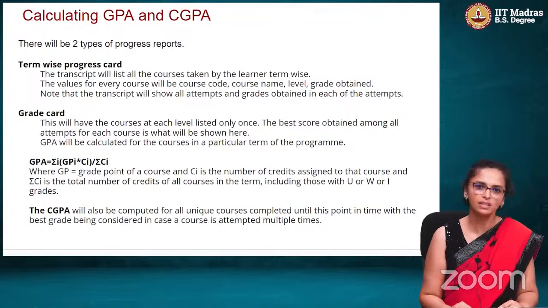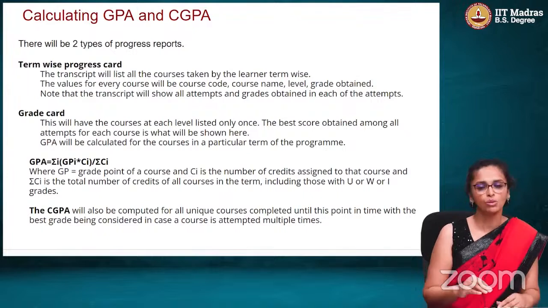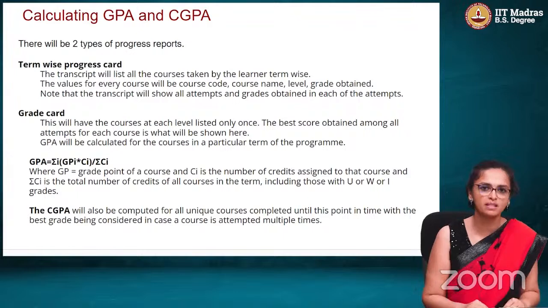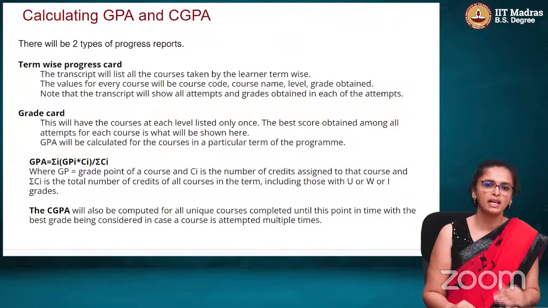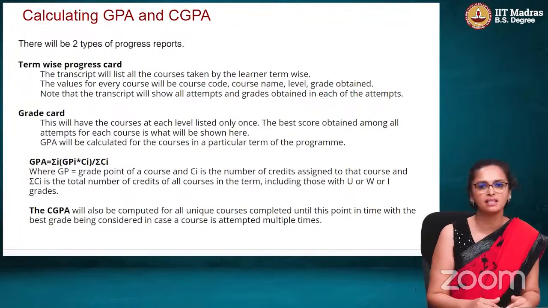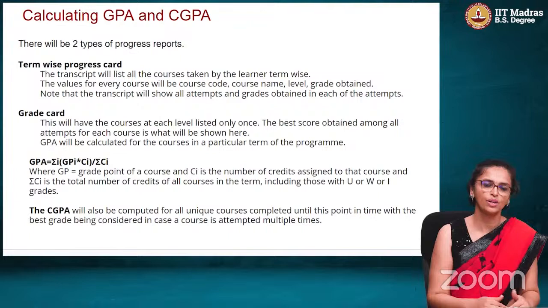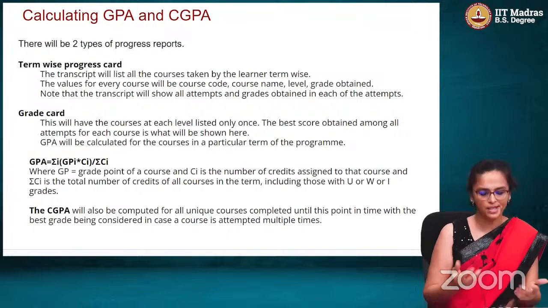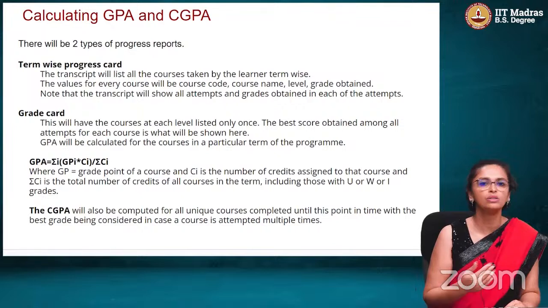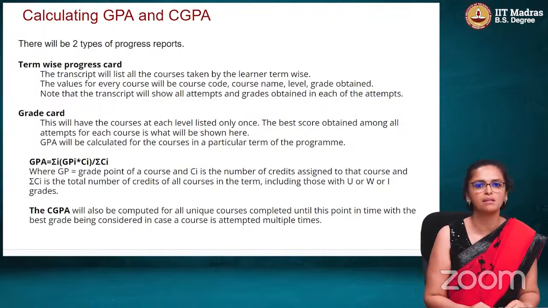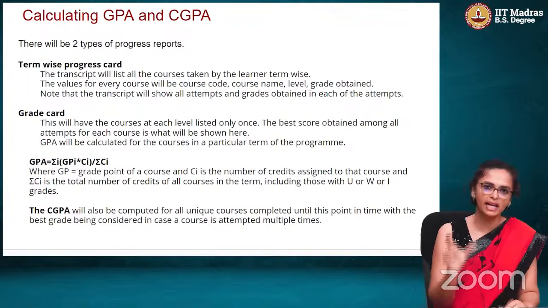So the difference between this and the progress card is, on this, every course will be listed only once, uniquely, and it will show the final grade obtained in that course, whether it is a pass grade or a U grade. So for instance, say in one term you did not pass a course and you got a WA grade, and maybe the next term you repeated the course and completed it with an A grade. So the A grade is how this course will be listed on the grade card.